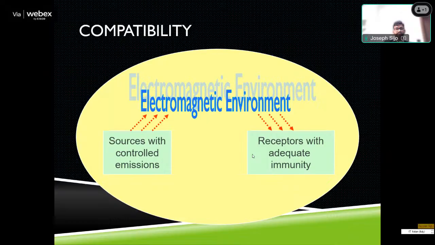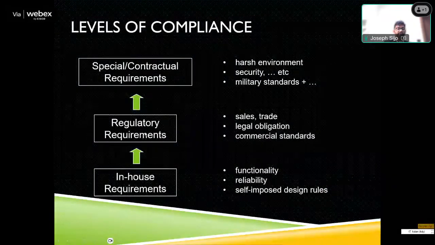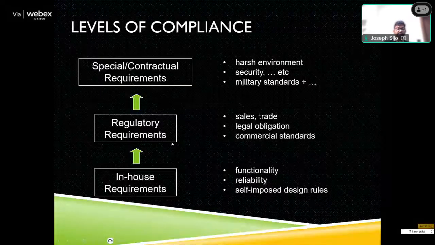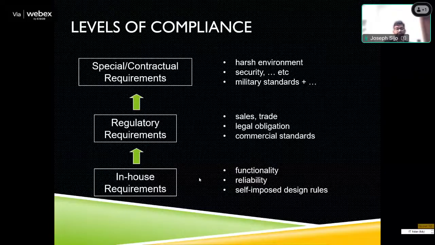The final thing is compatibility, how well we need to comply with these EMI regulations. We have to check from the low level, like house requirements, regulatory requirements, special requirements like military standards, regulatory requirements like free trade in different countries, sales, and the house's functionality, reliability, and self-imposed design. House requirements normally have fewer compliance demands because they are completely for commercial and also residential applications.